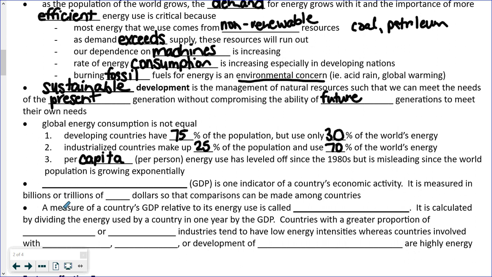So GDP you've seen before, that's gross domestic product. It is an indicator of a country's economic activity. It's measured in billions or trillions of US dollars so that comparisons can be made across countries. So it's not just measured in the local currency. They convert to an overall currency and look at what's happening within a country to figure out what their economic activity is like, what they are producing, and so on. A measure of a country's GDP relative to its energy use is called energy intensity.